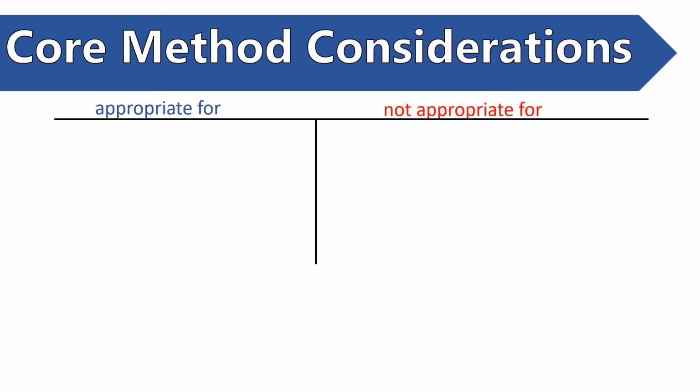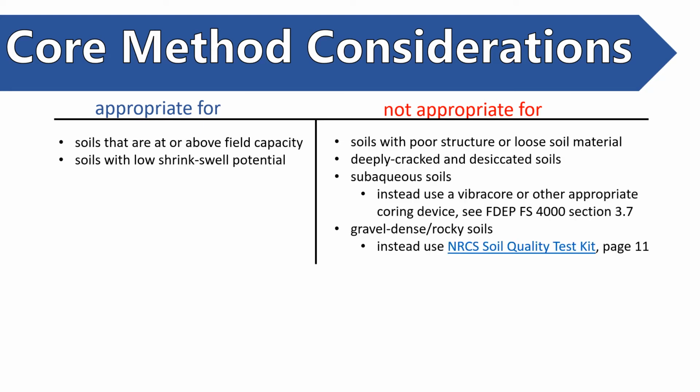There are contexts for which this method for soil bulk density sampling is appropriate, and there are some for which it is not. This method is appropriate for soils that are at or above field capacity, meaning there is enough soil moisture for plants to access the water for their metabolic and regulatory requirements. It's also appropriate for soils with low shrink swell potential. It is not appropriate for soils with high shrink swell potential in which the soil structure is too variable. It is also not appropriate for soils with poor structure or loose soil material.